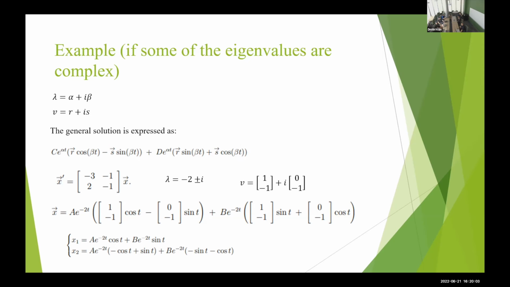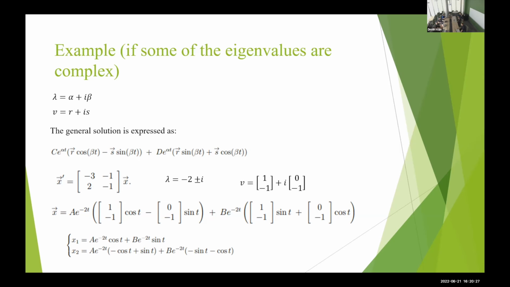So lambda is expressed as alpha plus i beta. As I said, i is the square root of negative 1. And the eigenvector is expressed as R and S. The general solution of this system is expressed as the following equation.